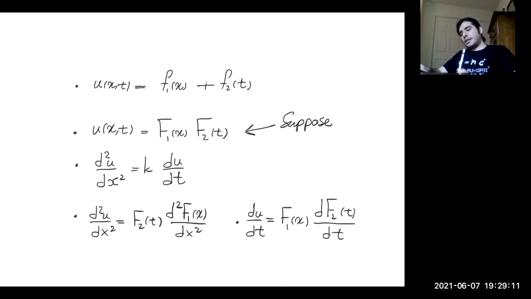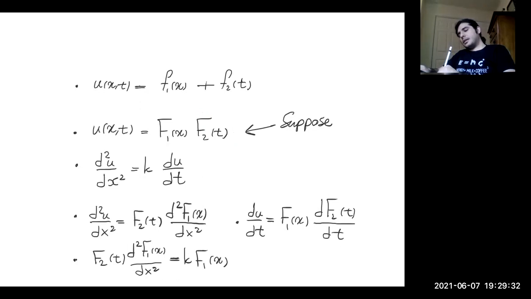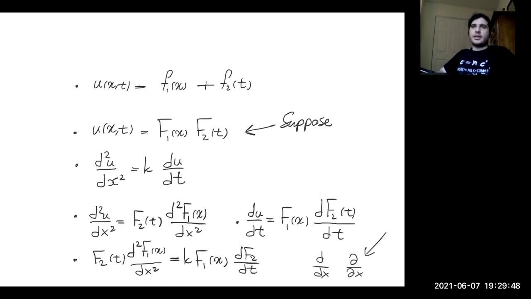Now, if we plug these two things into our equation, we would get f2(t) times the second derivative of f1 with respect to x, dx squared, is equal to the constant k times f1(x) times df2/dt. I should say, sometimes I write d/dx, sometimes I write partial x. So this notation is preferred. Sometimes I don't pay enough attention.